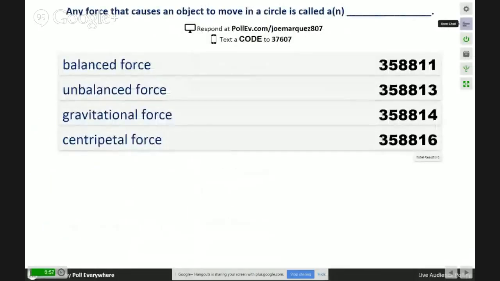Any force that causes an object to go in a circle, just like a tetherball, just like a planet. Any force that causes an object to move in a circle is called what?